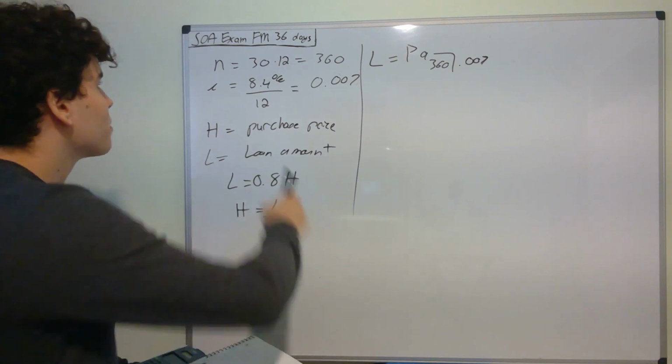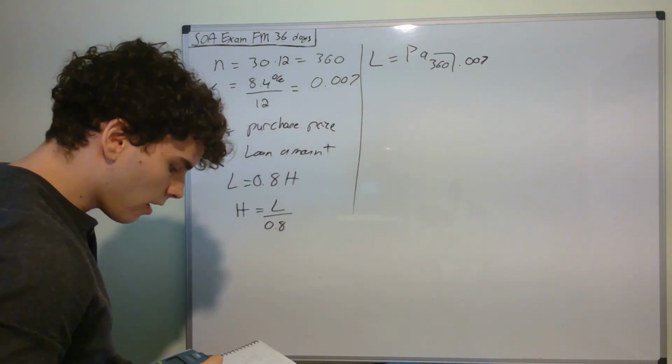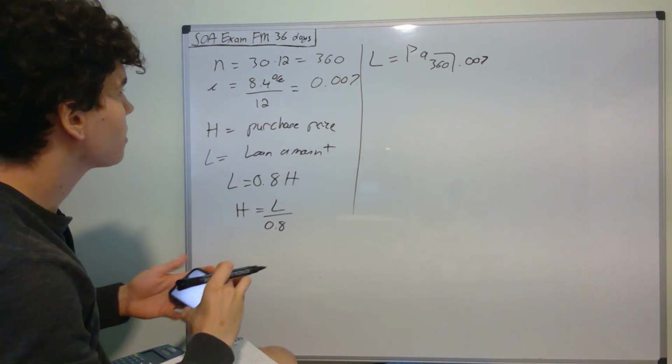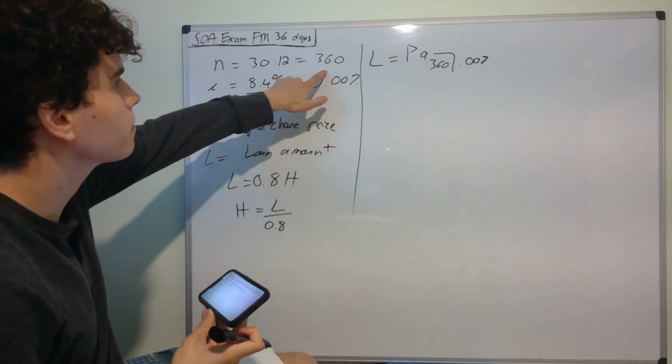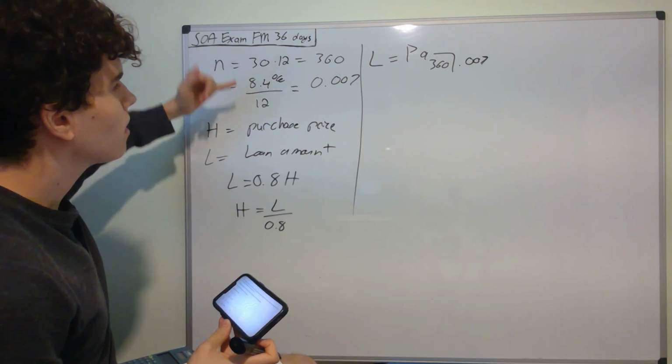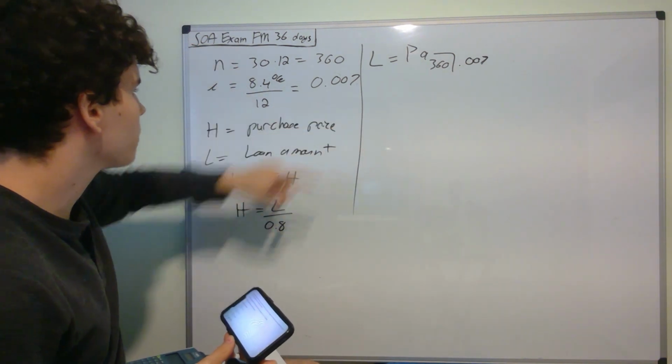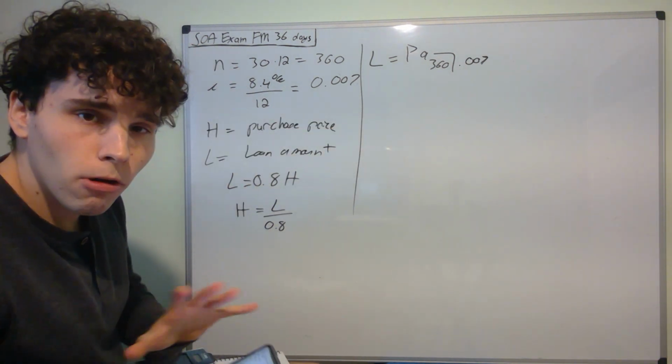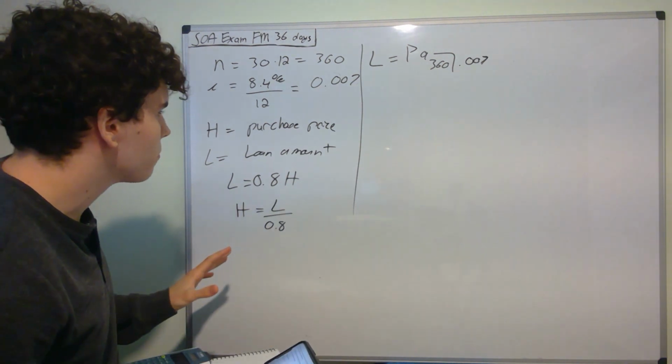So from the top, we have N equals a 30 year mortgage. Take that times 12 because we're in monthly, so that's 360 for N. Our interest rate is quoted at 8.4% nominal. Divide that by 12 to make this effective, right? And then let's make sure we understand what we're figuring out and what we have.